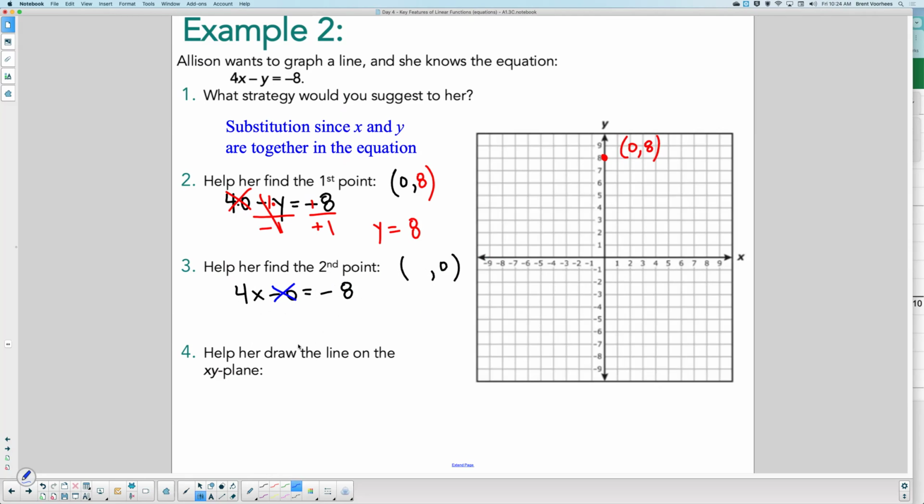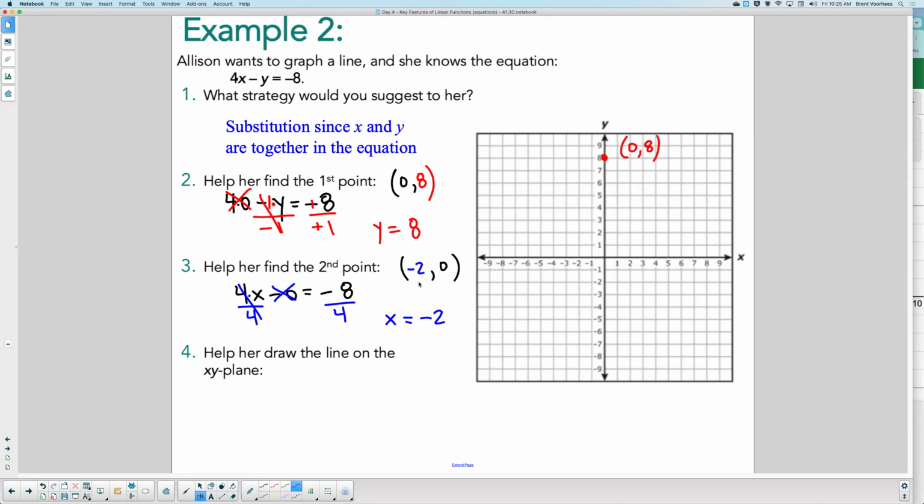So we need to solve this here. Gustavo, what would you do? What's the 4 doing to the x? Adding, subtracting, multiplying, or dividing? It's multiplying. What's the opposite of multiplication? No, opposite of multiplication is not adding. Dividing. Let's divide both sides by 4. So I get x equals, what's negative 8 divided by 4? Negative 2. That's the x value.